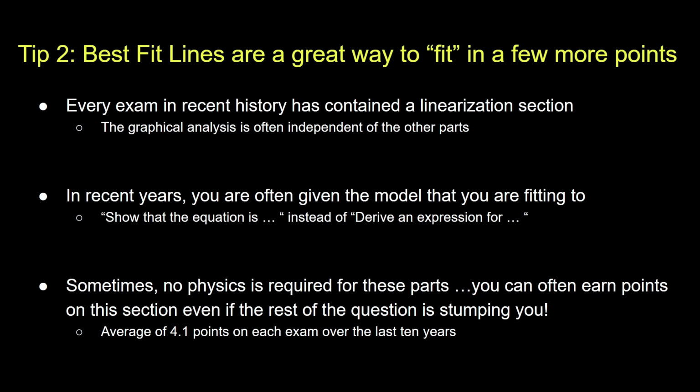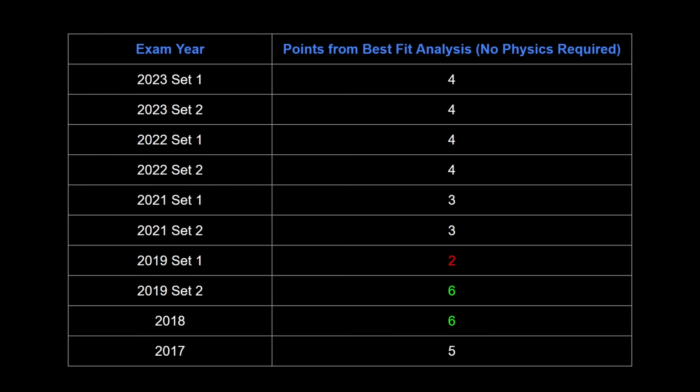And this averages 4.1 points over the last 10 years. And I took away the physics from this point. So these are the points from just best fitting, linear regression, solving for slope. None of the deriving points are even in this. So this is just pure data analysis points. So no physics knowledge is required for this.